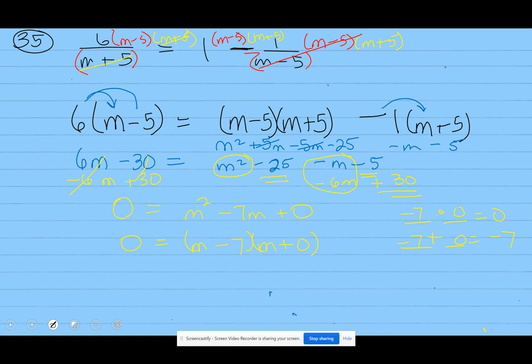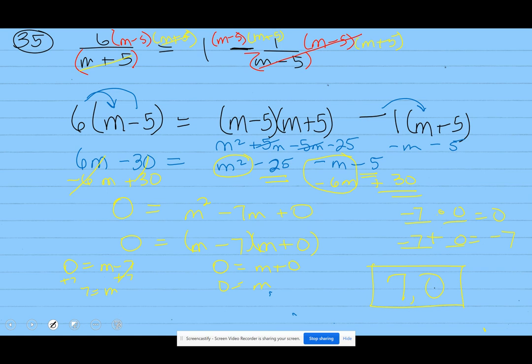Okay, so now I take each one of those little factors and create a baby equation out of it. So 0 equals m minus 7. Add 7 to both sides. And I get m is equal to positive 7. That's one of my answers. And then m plus 0 equals 0. Well, that's just m is 0. So 0 is an answer. So my answers are 7 and 0. Those are my two answers to this problem.